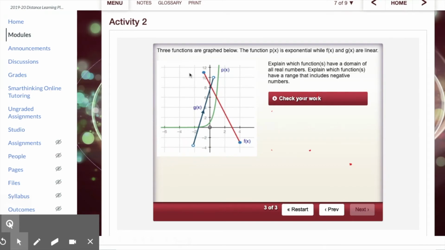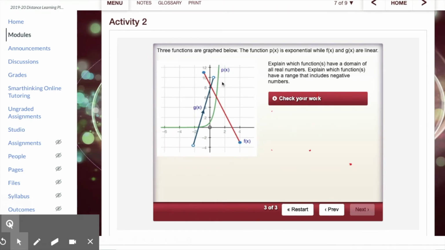Okay, so let's look at my red. You're going to see that it starts at like -1 maybe, and it goes to 4. But it stops on both ends. It does not have arrows. It does not keep going on forever. So it cannot be that one.